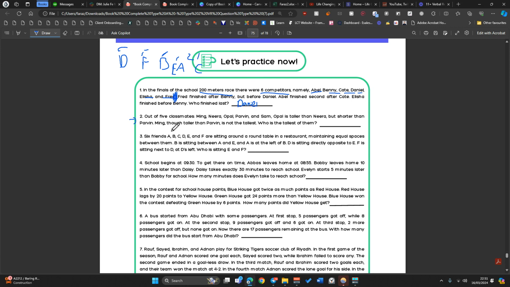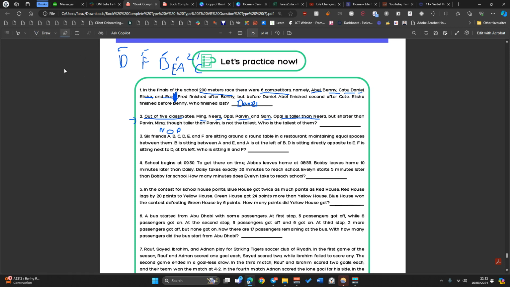So let's carry on to question 2. Out of 5 classmates, Ming, Neera, Opal, Parvin and Sam, Opal is taller than Neera. Okay, so again I'm just going to start putting this out as a list, and Opal is above her in height but shorter than Parvin and Ming. Okay, so Parvin and Ming are taller than them, but we don't know in what order. Though taller than Parvin is not the tallest. Hold on. Oh right, okay, so there's a full stop here. I made a mistake there.